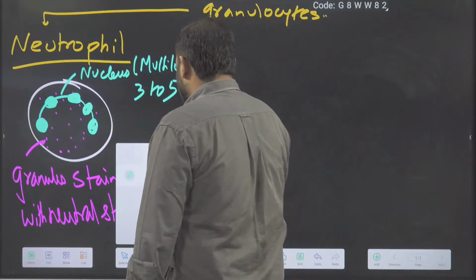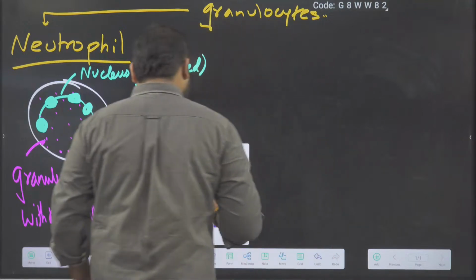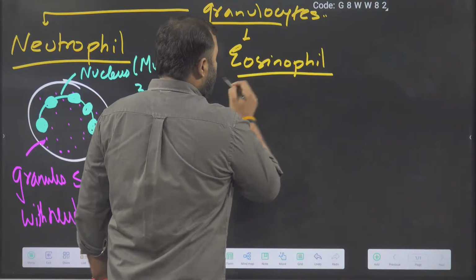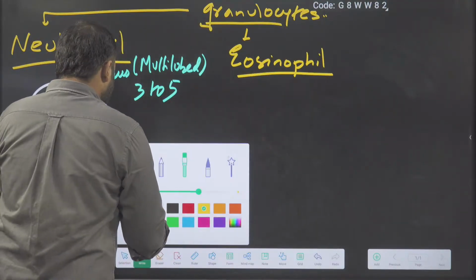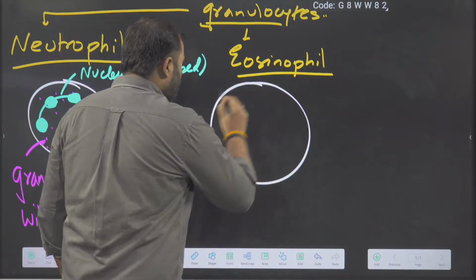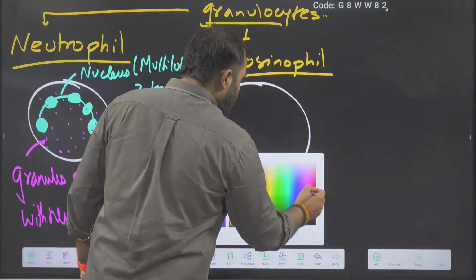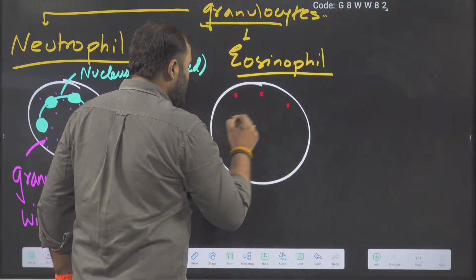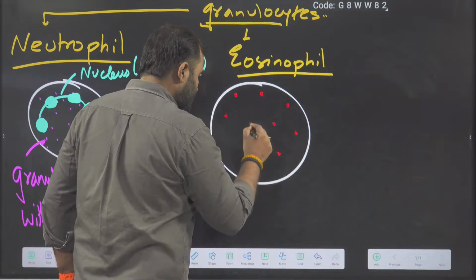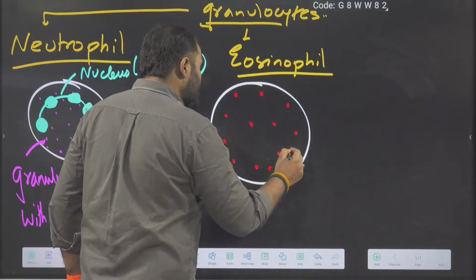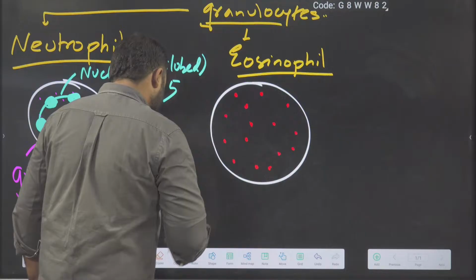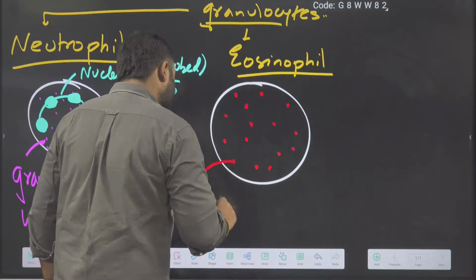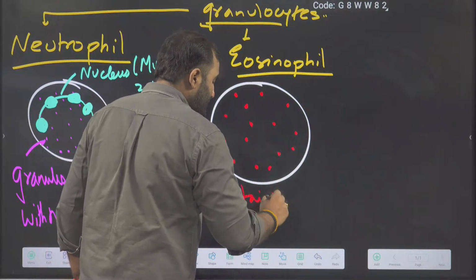Quickly we will see the next cell. The next cell is eosinophil. Now notice eosinophil. In the cytoplasm, they will have acidic staining granules. You can see the color is a little reddish. So these granules are acidic staining granules.